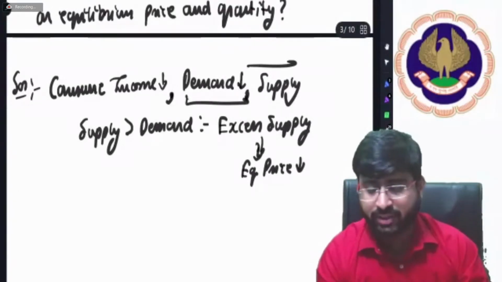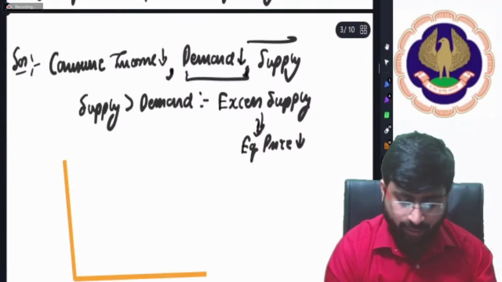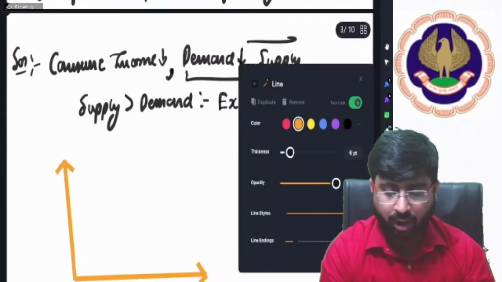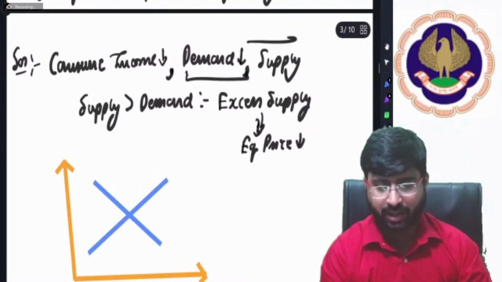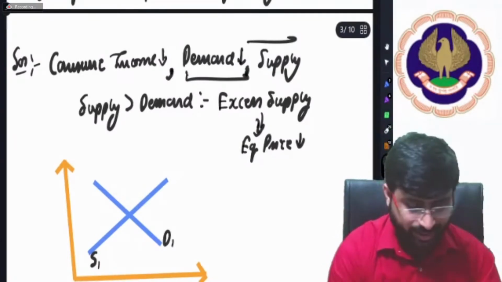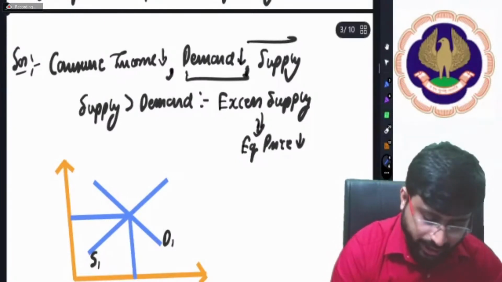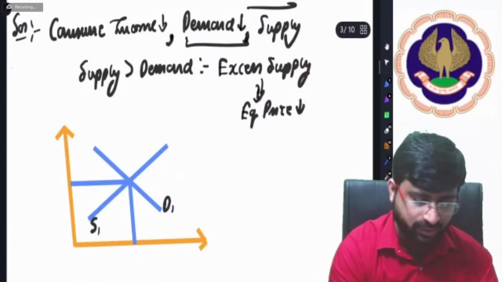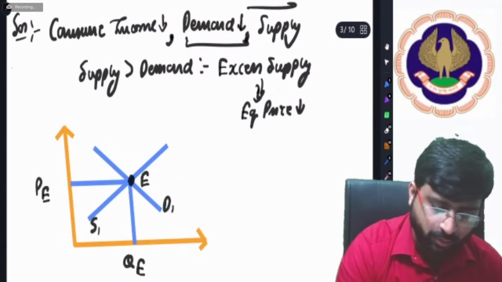Now, how do you verify it with a graph? See, the graph is a proof. The graph will help you answer all the questions. Always the steps are the same. Always first draw the demand curve and the supply curve. There is this supply curve, there is this demand curve, and there is an intersection of the same. So we have equilibrium price, equilibrium quantity, and the equilibrium point.